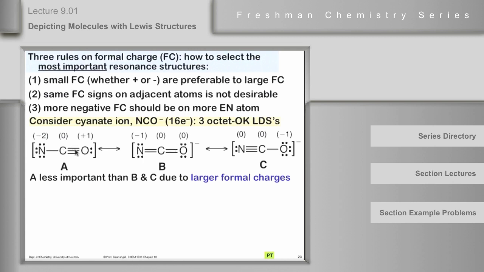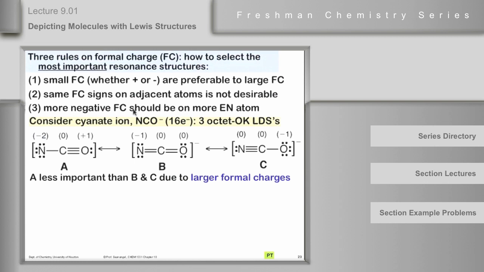So we're assuming that this description of the cyanate ion is not a very good description, and that B and C are likely to be better. And if we want to compare B and C, since they are equal in the magnitudes of their formal charges, we have to go a little bit further down the list here. And 2 does not apply because the only things that are the same on adjacent atoms are zeros. So we don't worry about that.